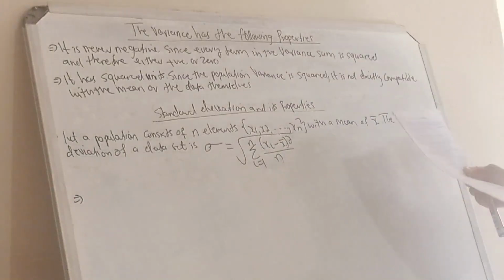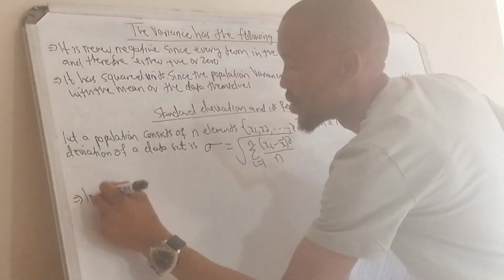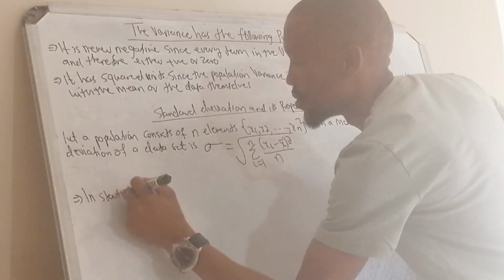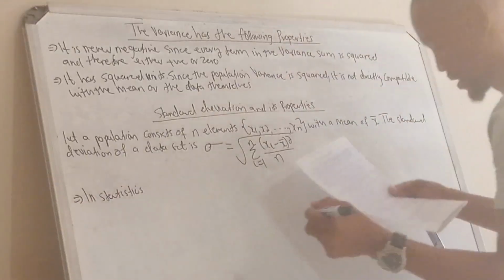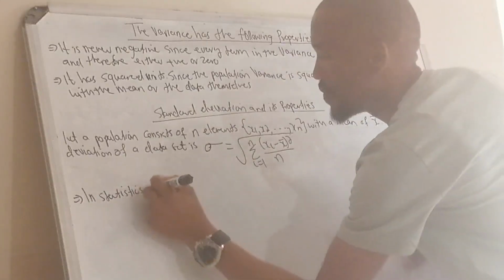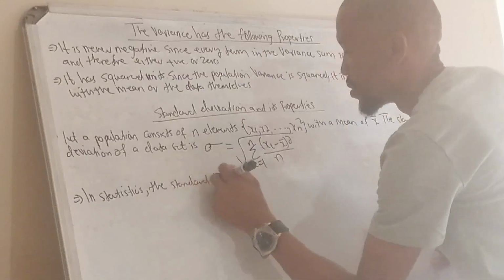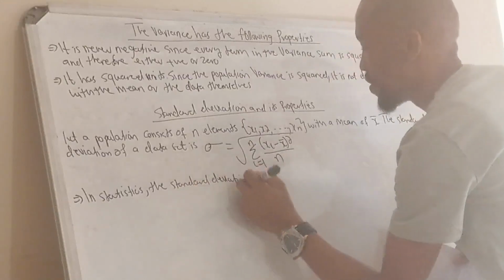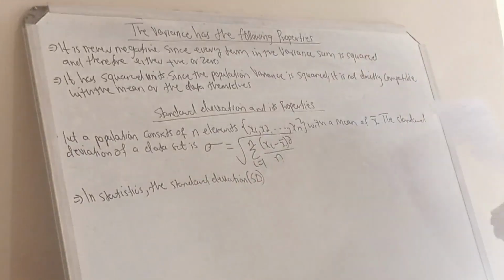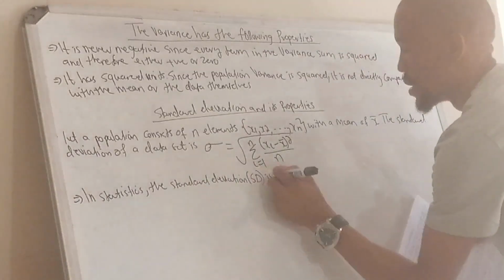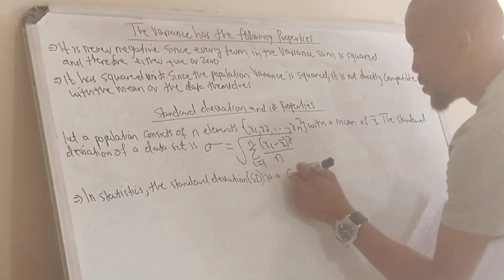We are saying the following: in statistics, the standard deviation, abbreviated SD, is a common measure.